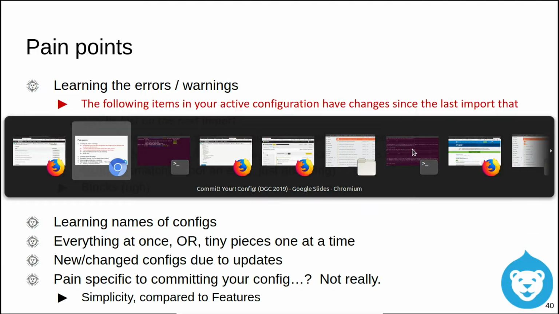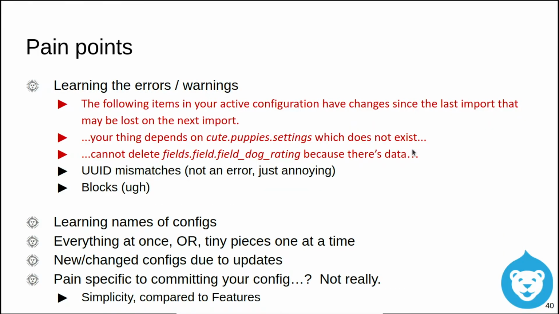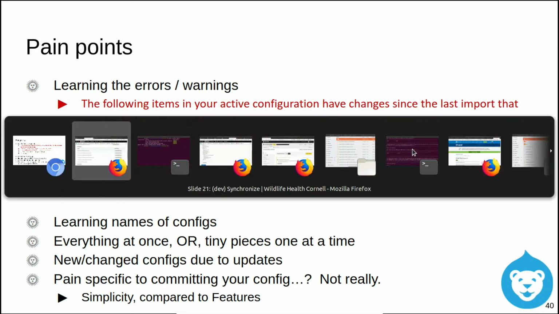Also, most of these pain points are just kind of Drupal things, or I guess life things. I don't really think they're that specific to configuration management. I think they're just general pain points. The UUID mismatches, it shouldn't just be annoying that you might get a mismatch even though you're working in the same site. Each configuration entity has a unique ID.